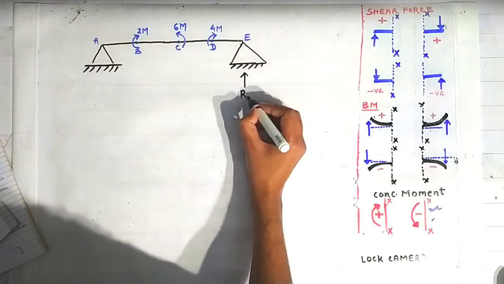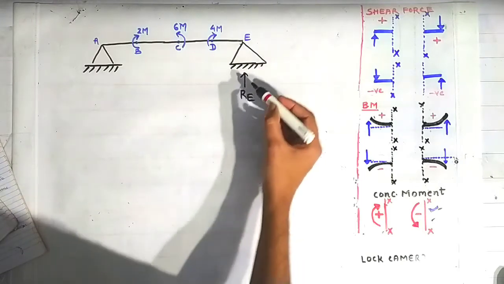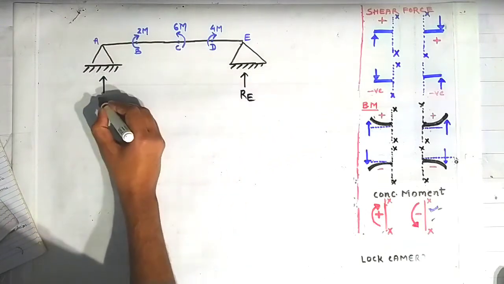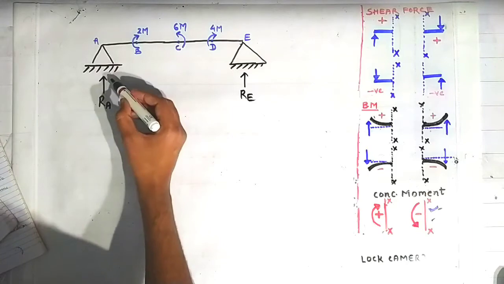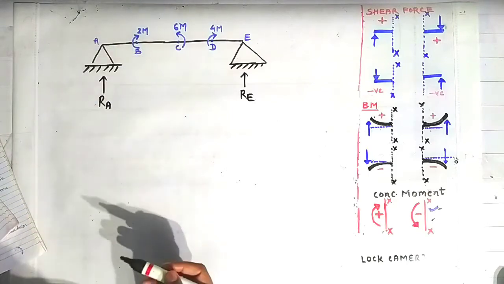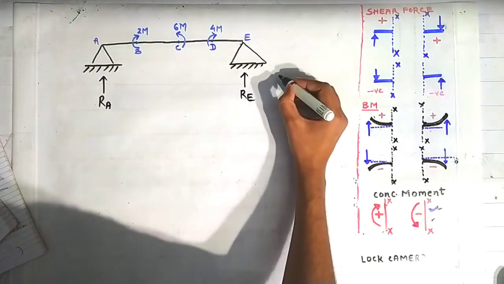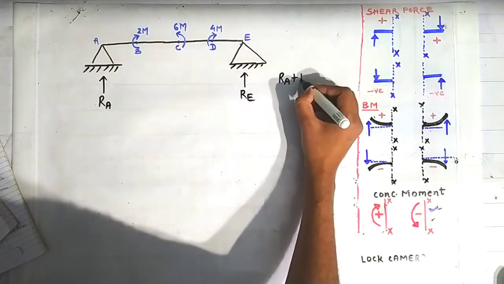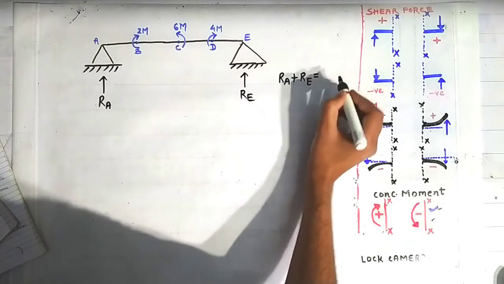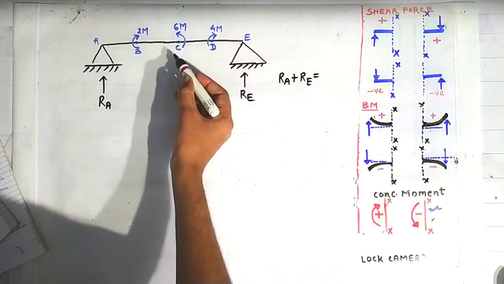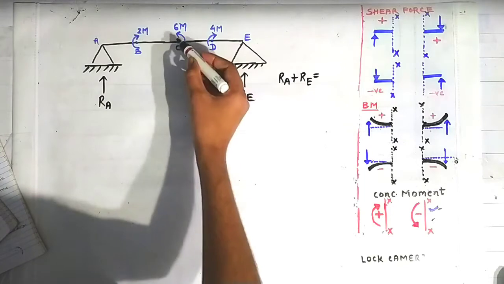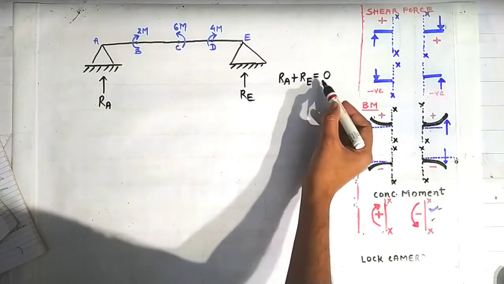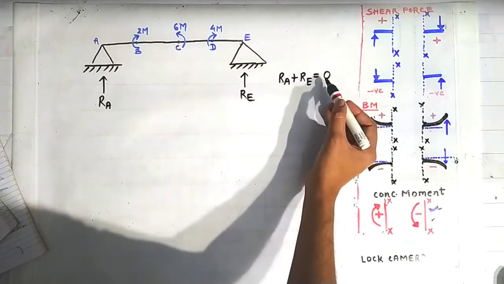That is, the reaction at the point E we have to find out, suppose it is acting in vertically upward direction, and the reaction at the point A we have to find out, suppose it is acting in vertically upward direction. Now using the first equation, reaction at A plus reaction at E is equal to the net vertical load acting over this beam. The net vertical load acting over this beam is 0. So RA plus RE is equal to 0. This is our first equation.